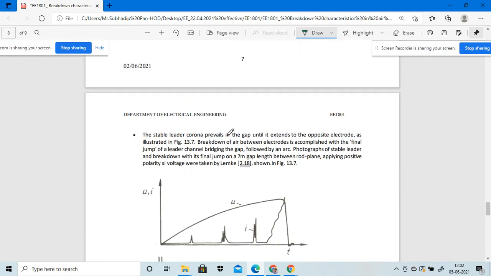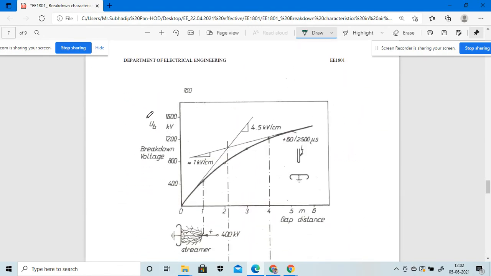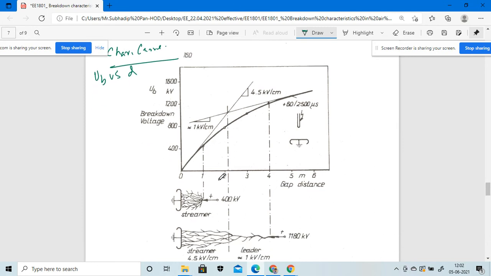Here you will see a characteristic curve. This will be the characteristic curve of the relationship between UB versus the gap distance D. At a gap distance of D equal to 1, the value of UB should be 400. At D equal to 2, UB is supposed to be 900, right? So the 900.